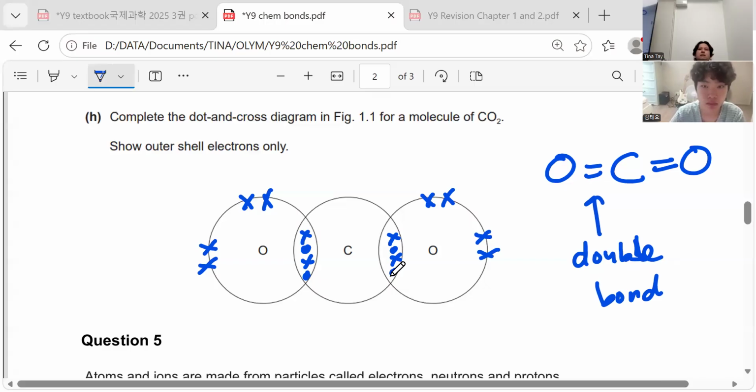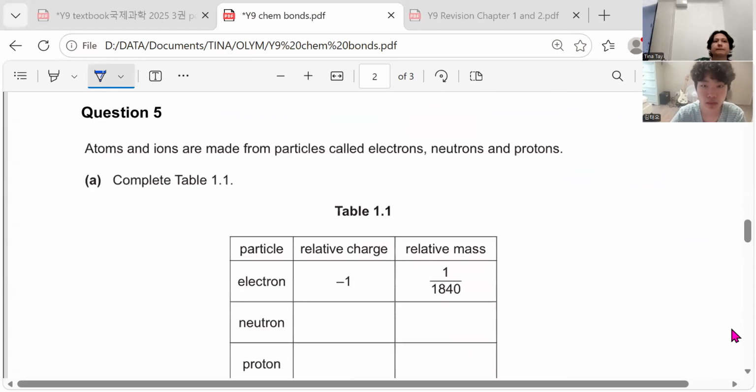Ready? Understand? Wait for Kaden to draw. Okay. All right. Looks good.